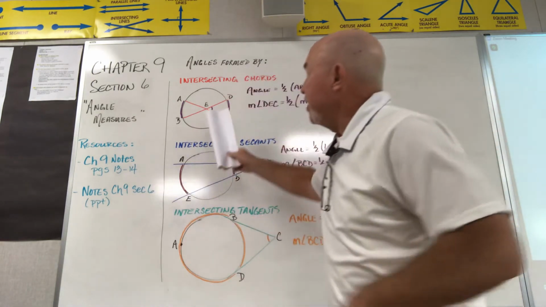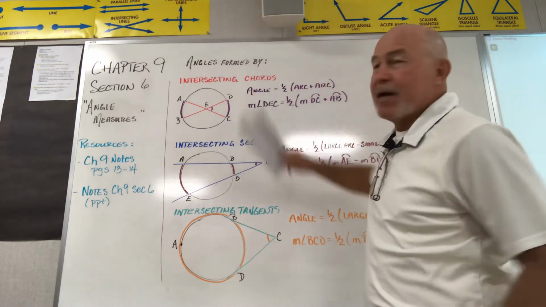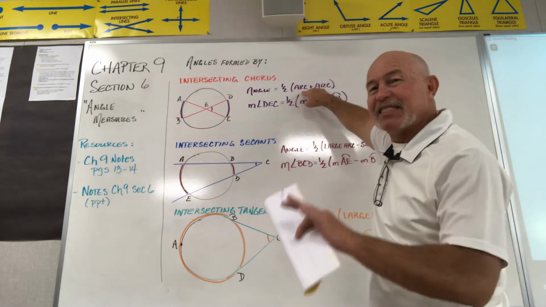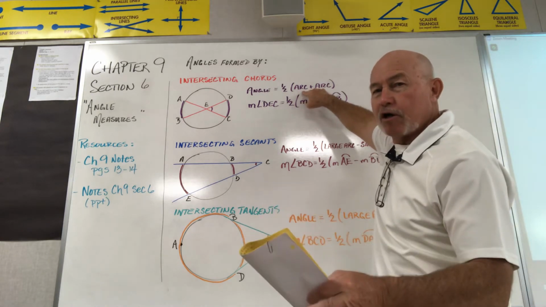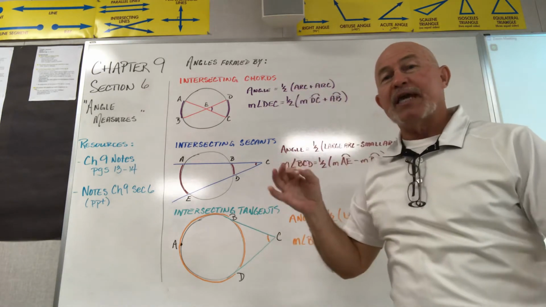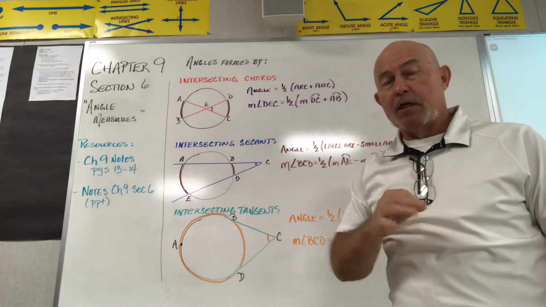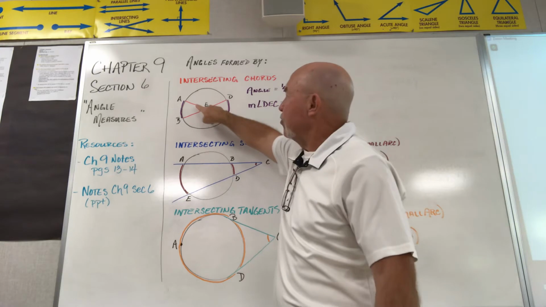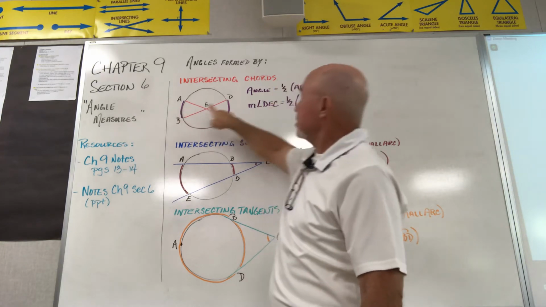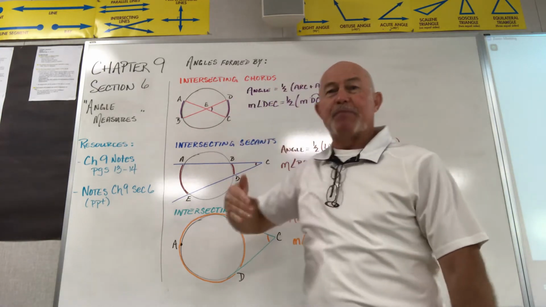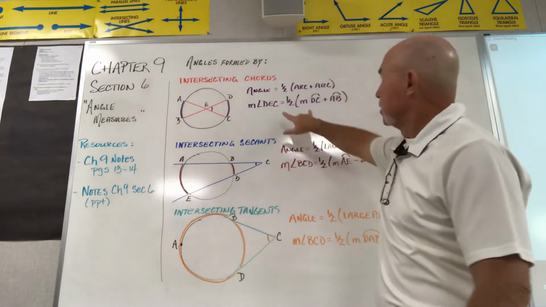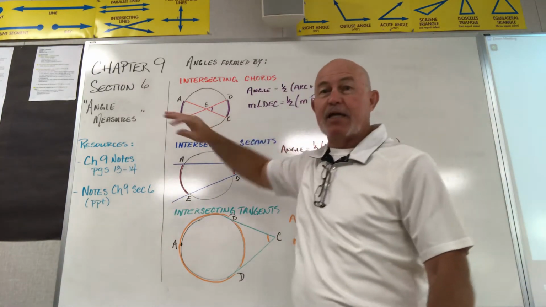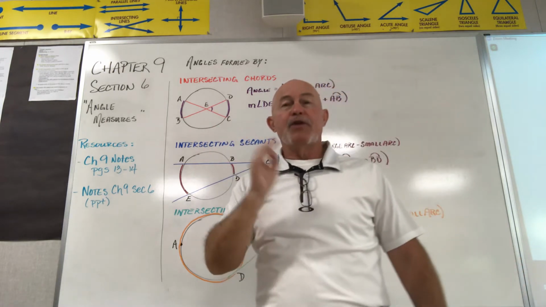Now, if it's inside, the measure of the angle is equal to 1/2 the sum of the arcs. Add the arcs together that are intercepted, divide by 2. So for this angle right here, or this one, add this to this, divide by 2. Like that. So if the angle's inside, we add the arcs.